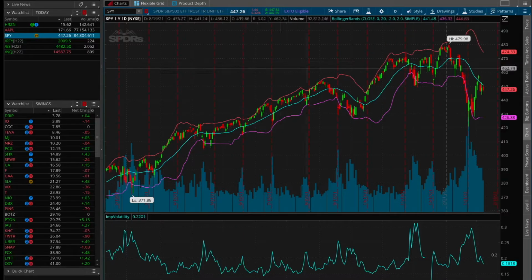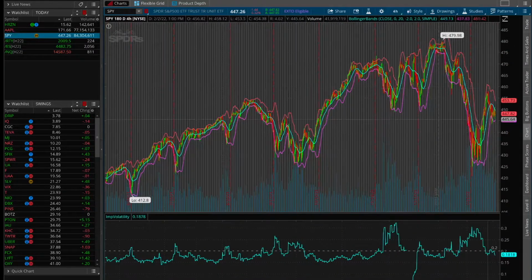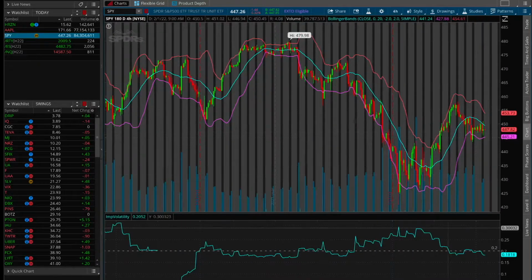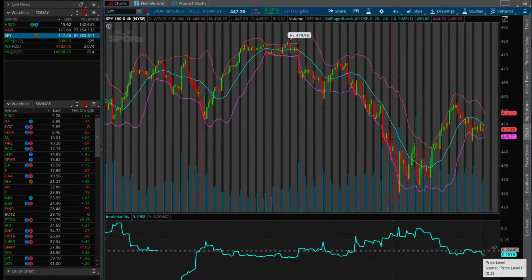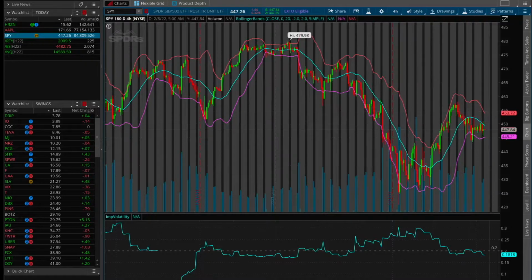So when it comes down to this, you're seeing Bollinger Bands here. This is a daily chart. Again, we can go to a 4-hour chart, we can go to whatever. And then down below, I have implied volatility. Why do I want the implied volatility on here? Well, I sell options. So I want to see where the implied volatility is in the market to see, maybe I want to sell some calls today. Maybe I want to sell some puts.